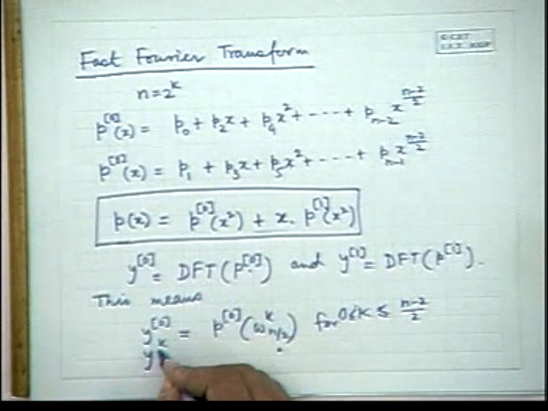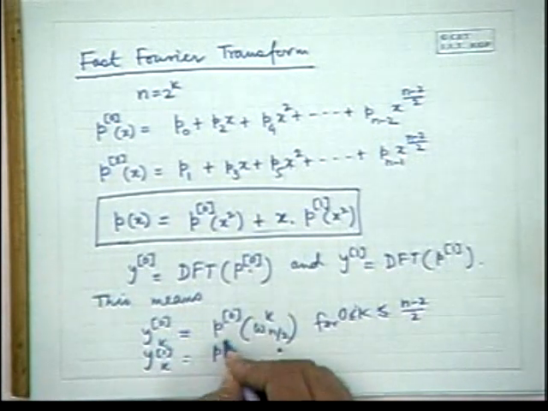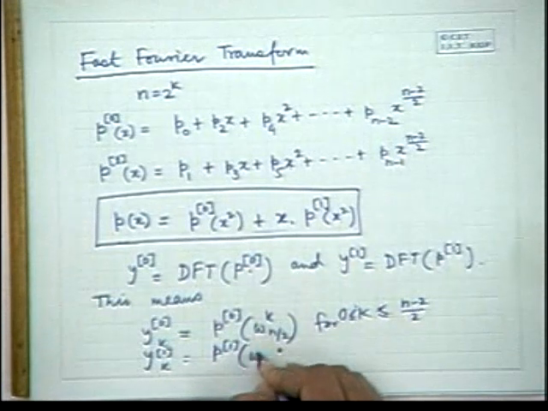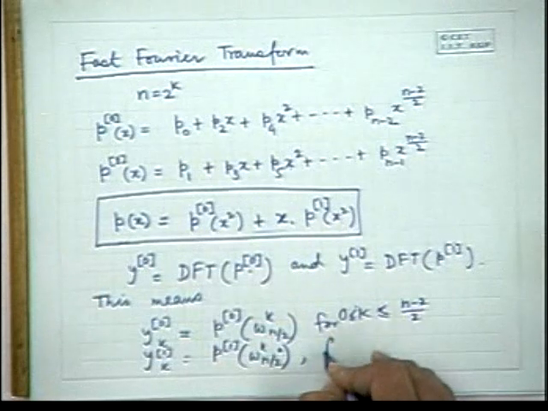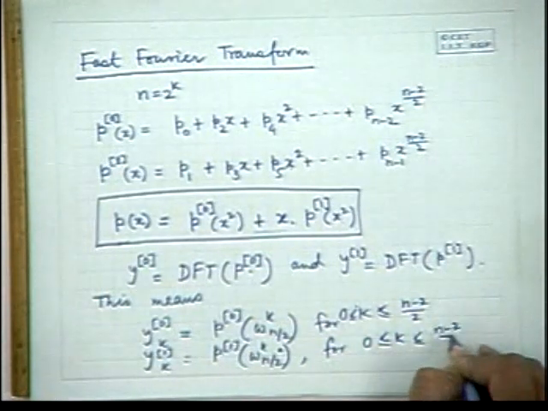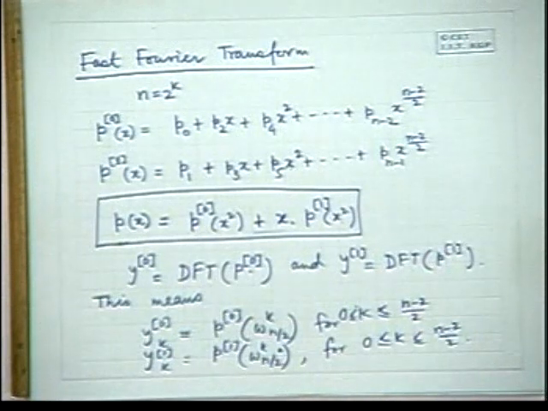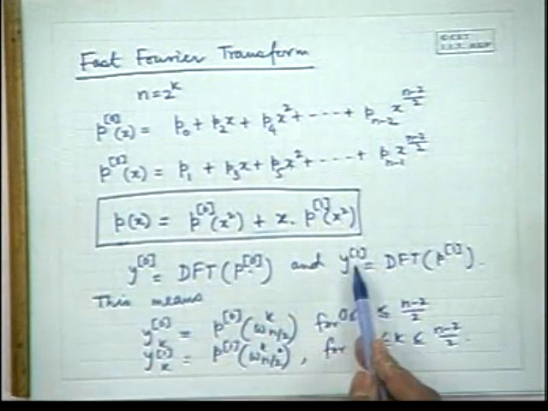Similarly, y1 of k is given by the same thing, P1 of w^k of n over 2, again for k going from 0 to (n minus 2) over 2. So these are the two evaluations, y0 and y1.